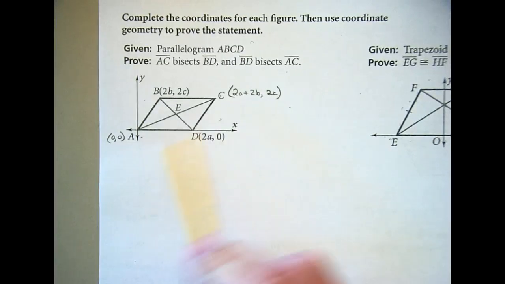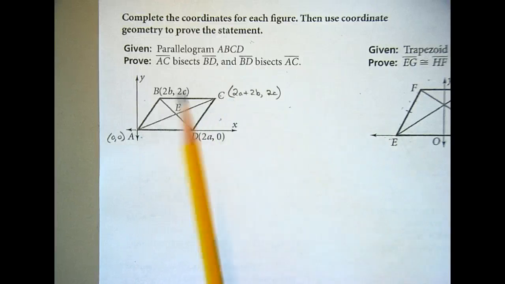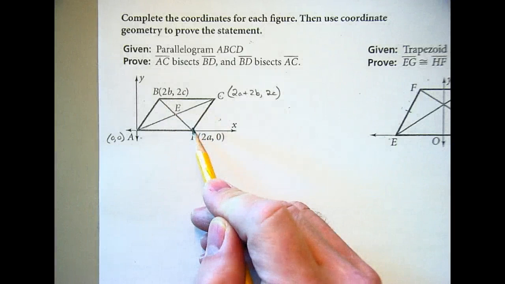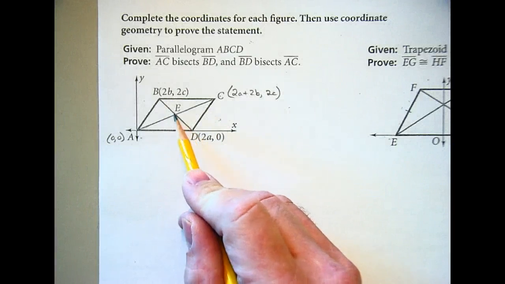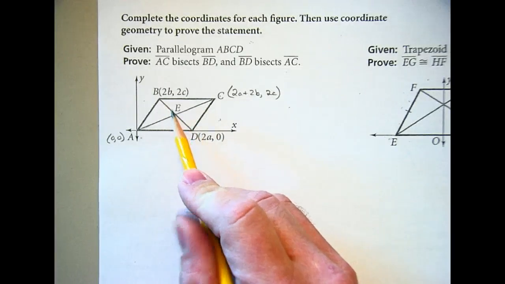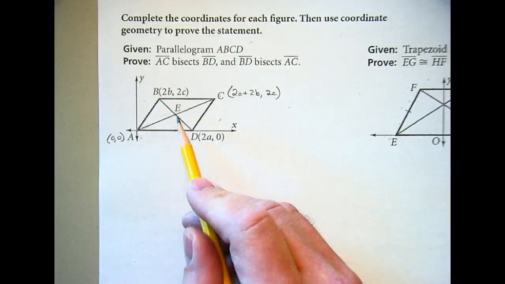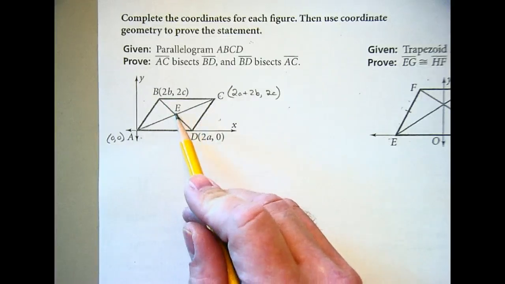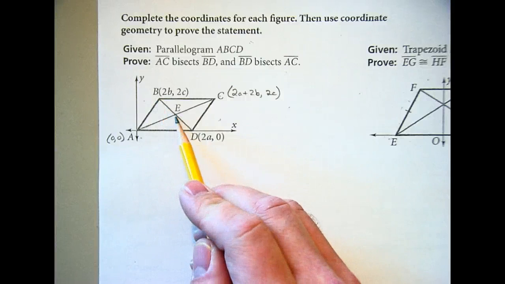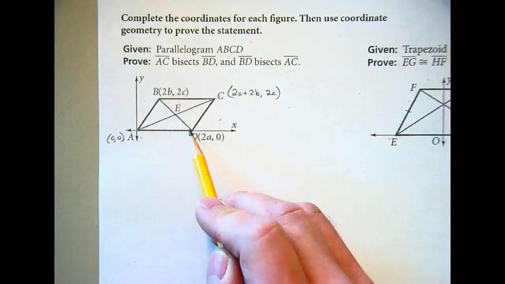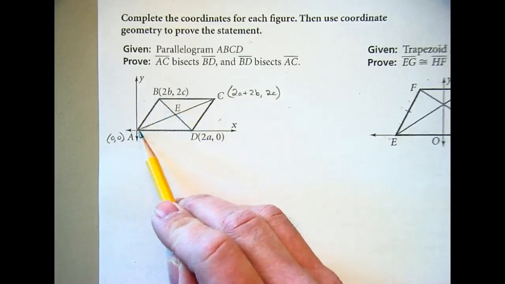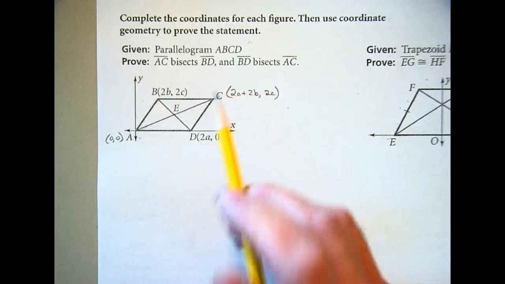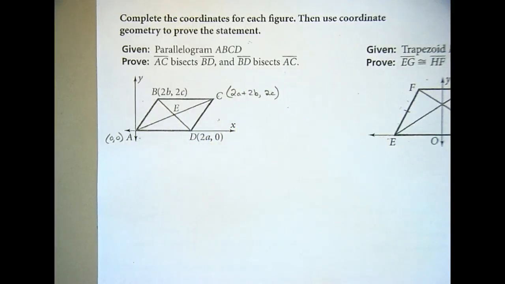Hey, I tried to clean this up, so I put a new sheet here where I got rid of all the lines. If we know that AC bisects BD, that means this point right here is what? It's the midpoint of each of these lines. Very true. It also means that BD's midpoint should be the same as AC's midpoint, correct? Now, that's a hint to what my plan would be.